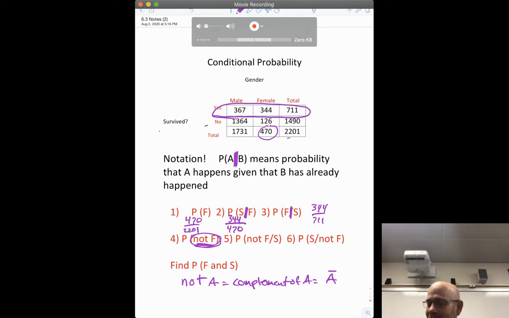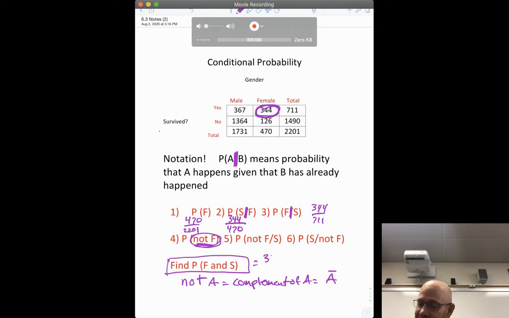So I'm going to stop here, save you some time. They're all kind of the same, except for this last question. Hopefully that helped a little bit with conditional probability. This last question says, find the probability of female and survived. So that's a little different place to look. Female and survived, as we go right up into this little area, there are the females right there that survived. So this is 344 out of 2201.